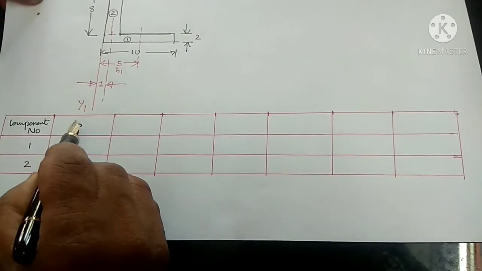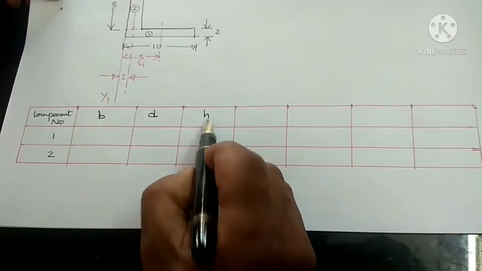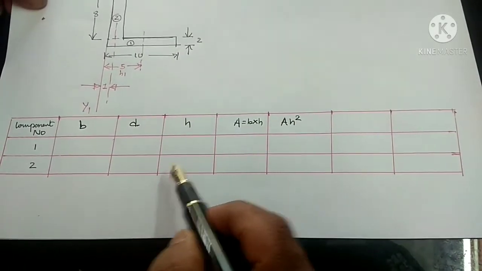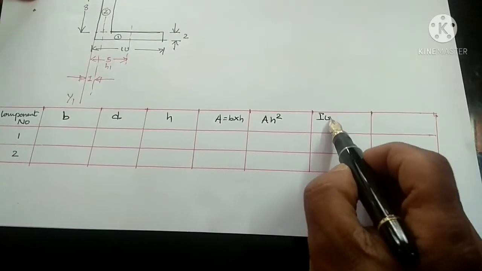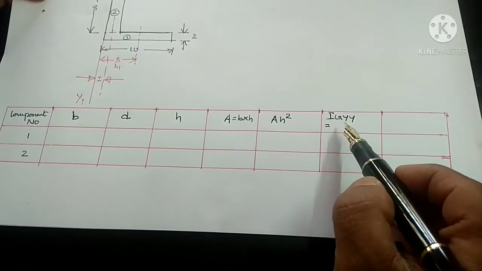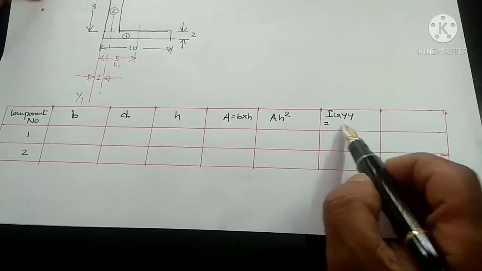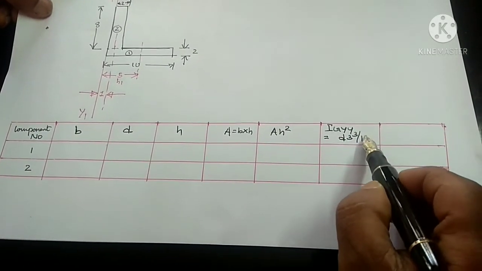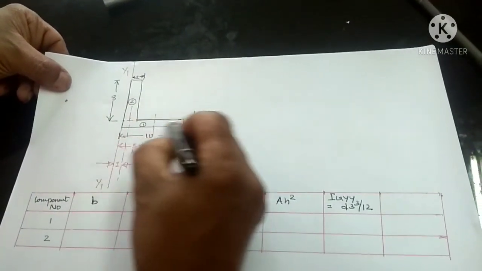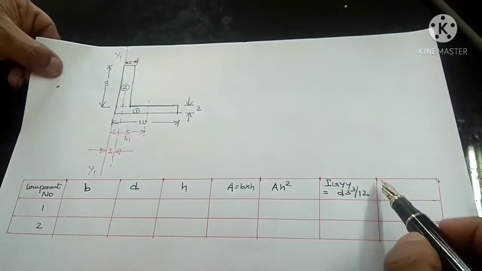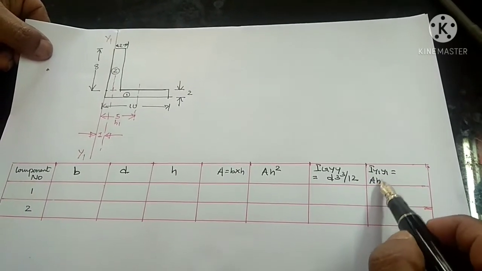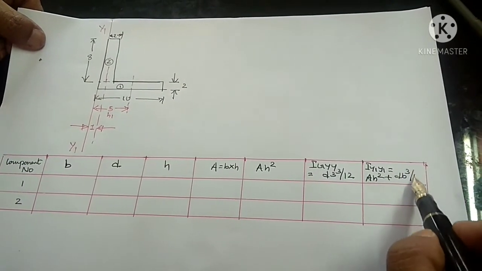So this is B and this is D and here it is H. Then here it is A. Here it is AH square. Then here IGYY, that is the moment of inertia of this section about its vertical centroidal axis, which is DB cube divided by 12. Then finally, the moment of inertia of the components about the reference axis IY1Y1 is equal to AH square plus DB cube divided by 12.